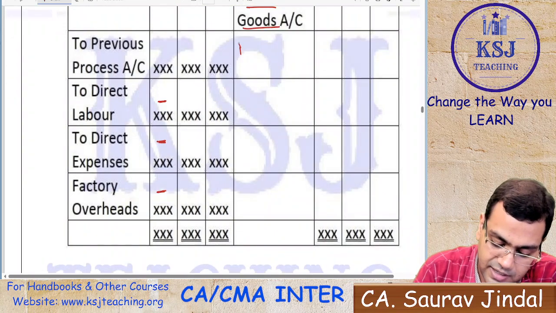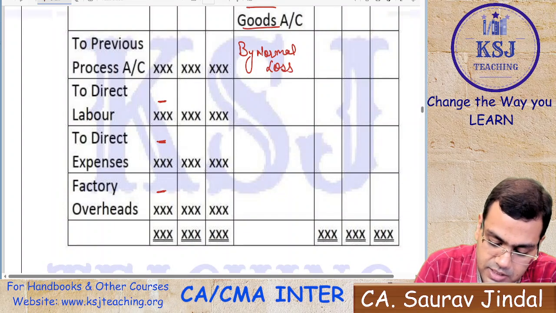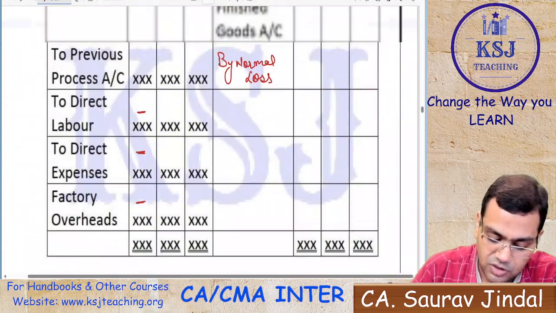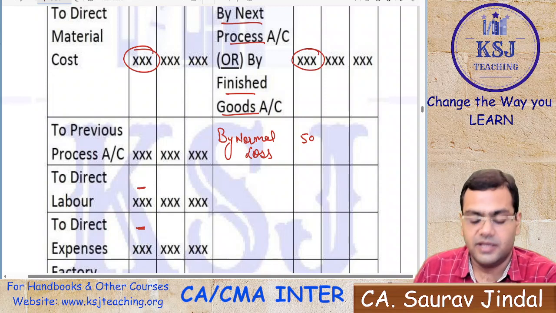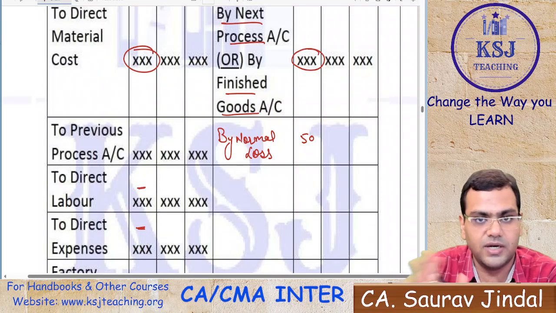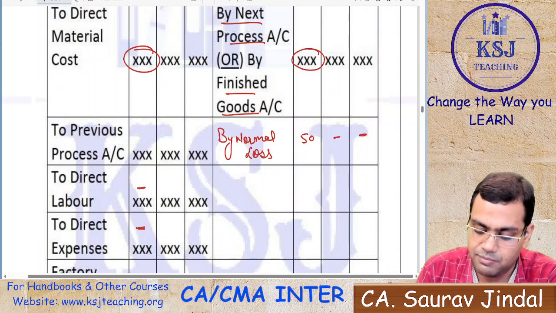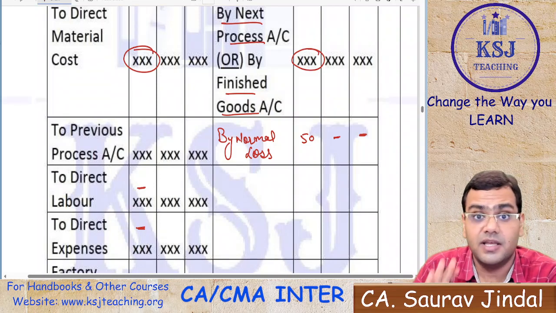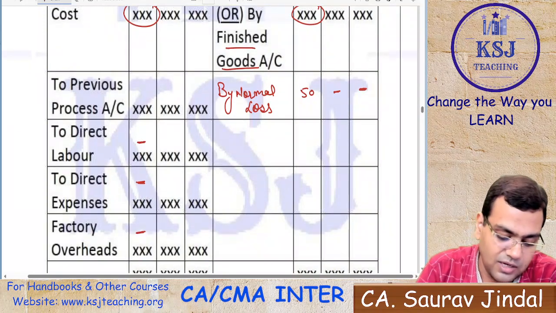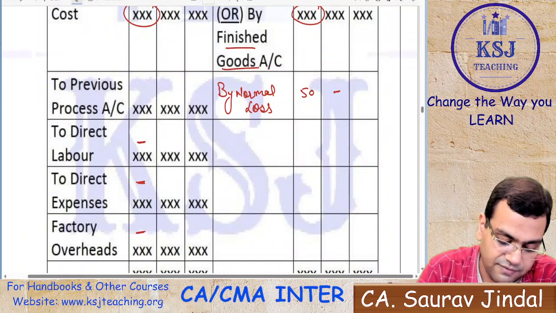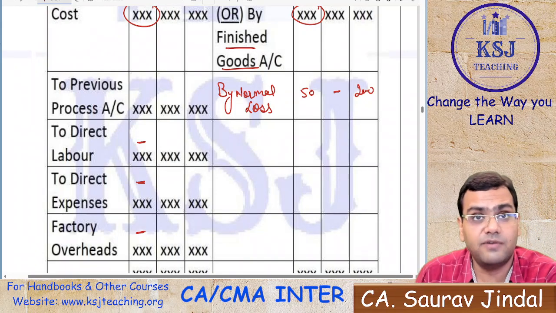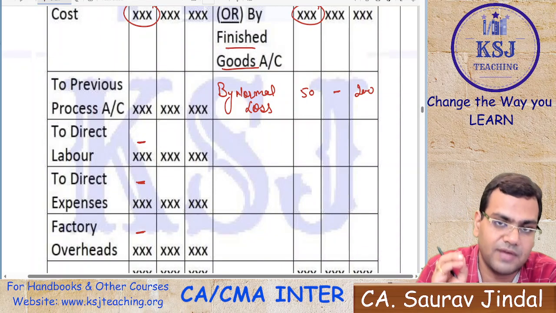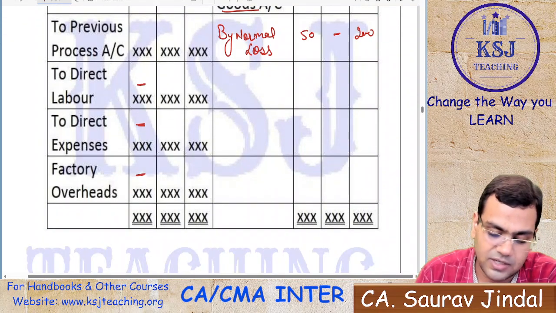Sir, you will write here "by normal loss." Right? Let's say 50 units of normal loss. You will write here in the units column 50. And if there is no scrap value, if you are not going to get any scrap value out of it, you will simply put it like this, right? But if you are going to get a scrap value out of it, then you will have to write down the scrap value. Let's say it is 200 rupees, then you write that 200 rupees is the scrap value that we will be getting from the 50 units, right?